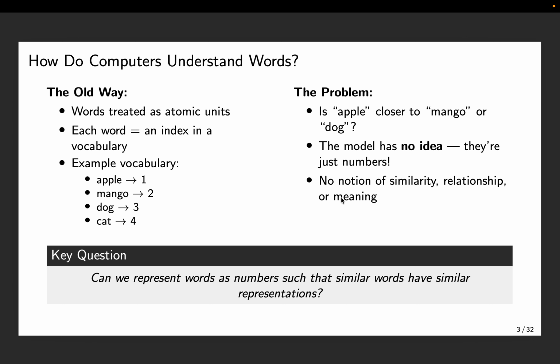Think about it. If a model has learned something about the word dog, shouldn't the knowledge transfer at least a little bit to the word cat? They are both animals, both pets. They appear in similar sentences, but with the index based representation, there is no knowledge transfer. So the central question this paper asks is, can we represent words as numbers such that similar words end up having similar representations? And the answer from the paper is yes, and that's exactly what word2vec does.